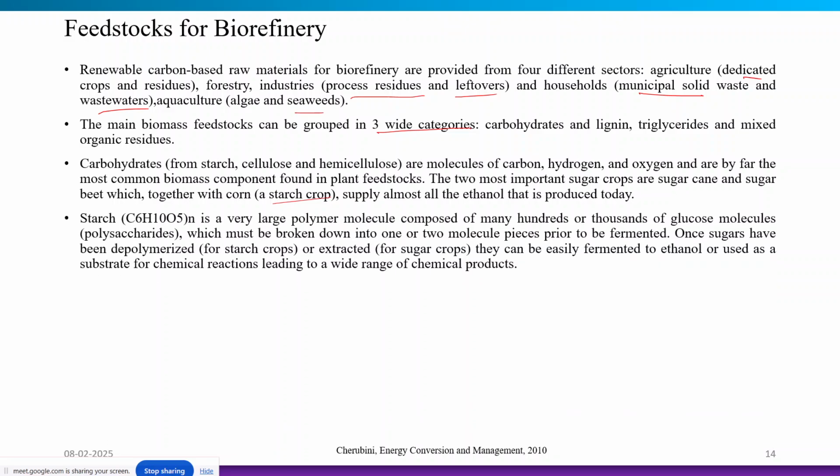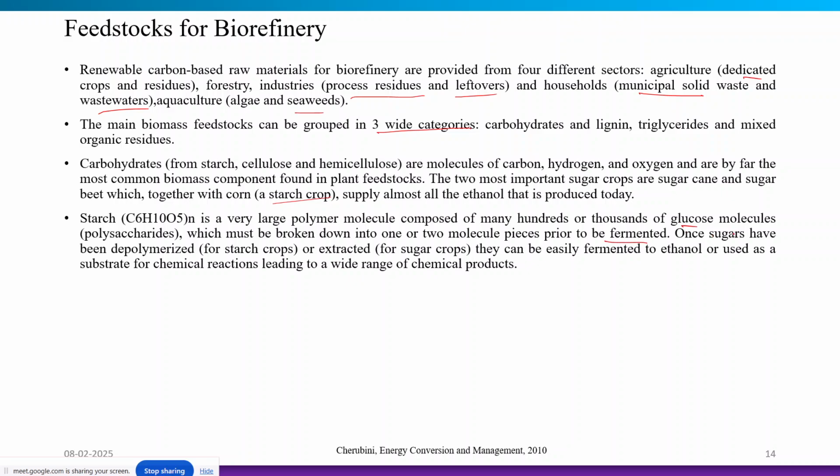So the starch, which is C6H10O5 with n number of the chain, is a large polymer molecule composed of many hundreds and thousands of glucose molecules. Starch is also categorized as polysaccharides. It must be broken down into one or two molecule pieces prior to being fermented.